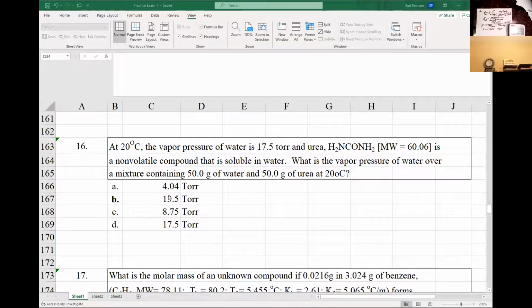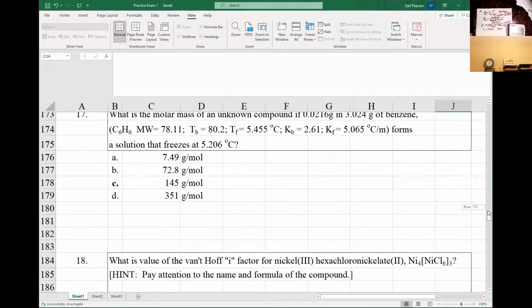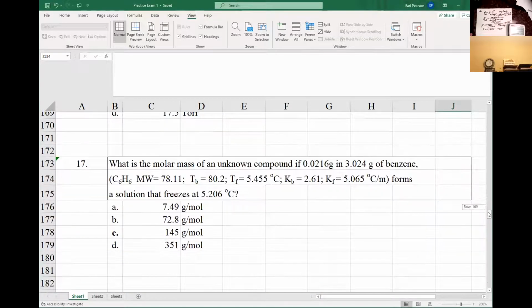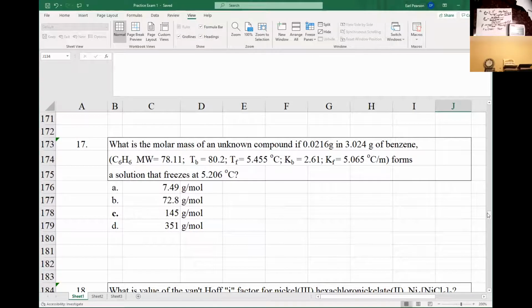13.5 torr. There we are. Now we're ready to do number 17. What is the molar mass of an unknown if 0.0216 grams in 3.24 grams of benzene? There's the data for benzene. It forms a solution that freezes at 5.206. So now this is a freezing point depression problem.